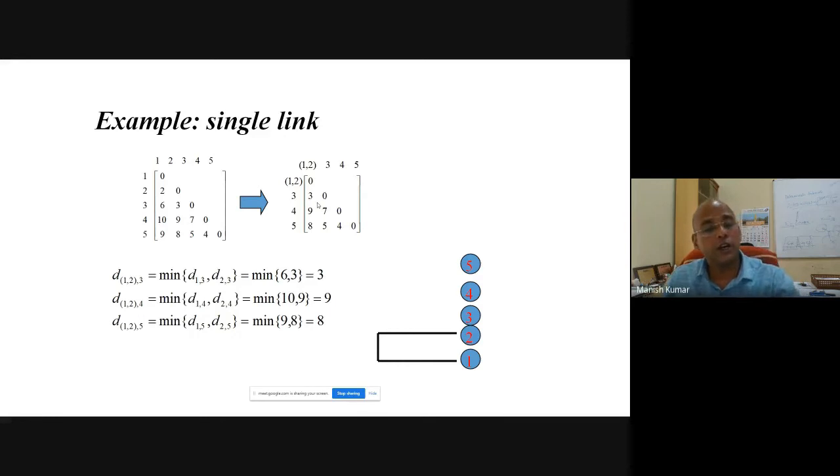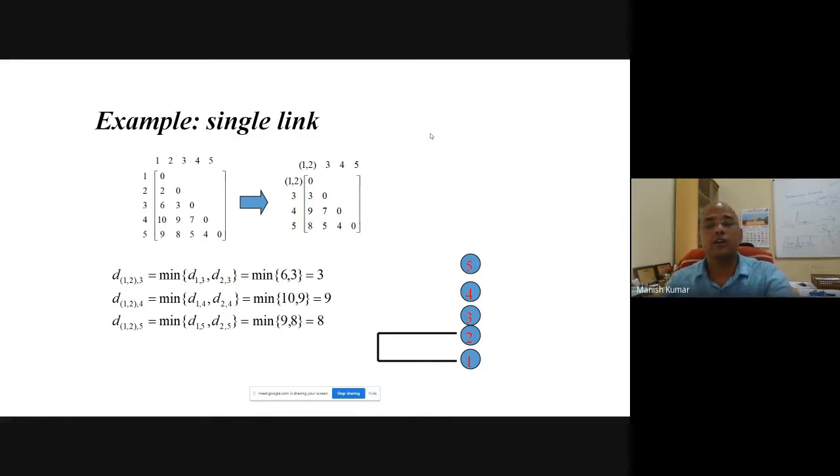So the merging criteria, you can see that we are looking for the minimum out of the distances which we have in 1, 2. So it is the minimum of distance D13 and D23, that is 6 and 3, and it will be 3. So you can see that 3 is now the data point in the matrix in the next iteration. Similarly, you can have other calculations.